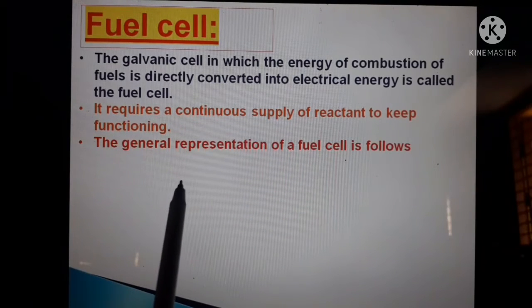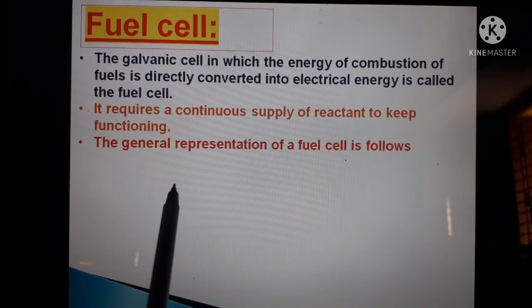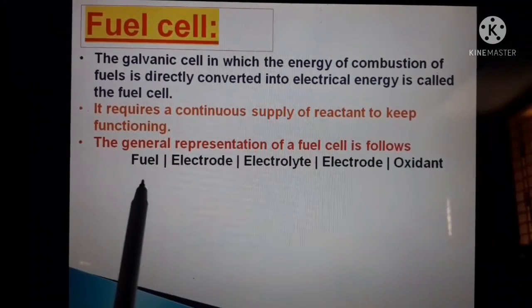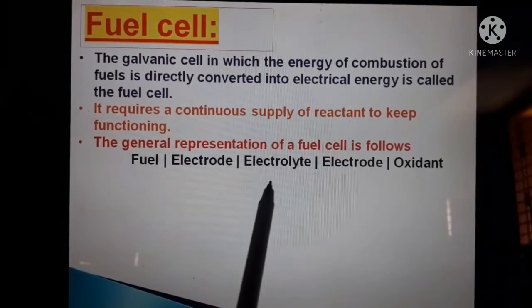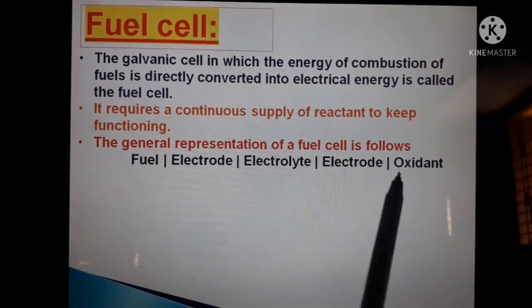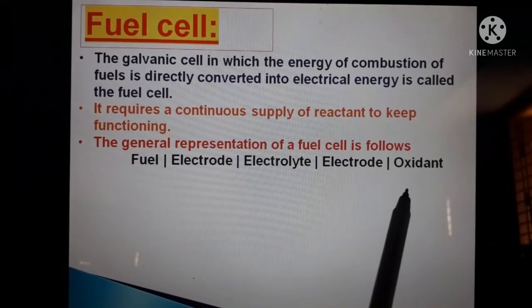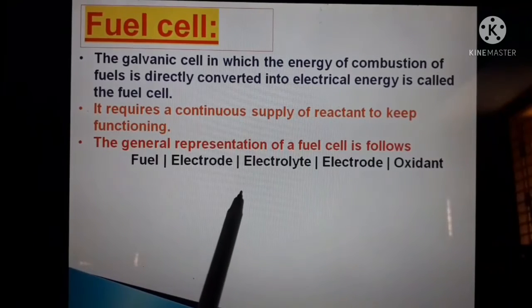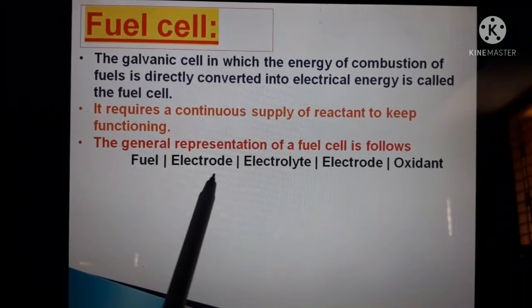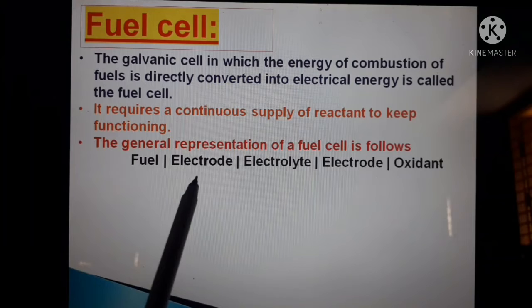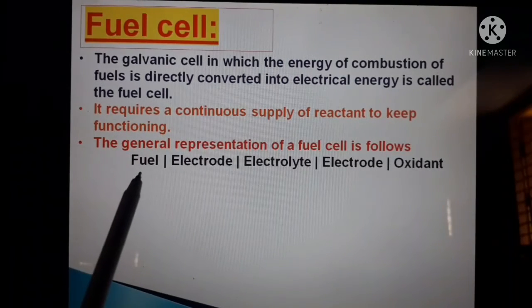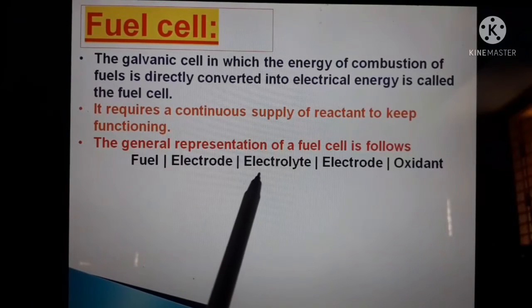Okay, a general representation of the fuel cell is as follows. The diagram is there. The cell notation is fuel, electrode, electrolyte, electrode, oxidant. This is anode and this is cathode, or this is cathode, this is anode. Two-way process. That's why: fuel and electrode, positive electrode, negative electrode and oxidant; one type of fuel, one type of oxidant, general electrolyte.